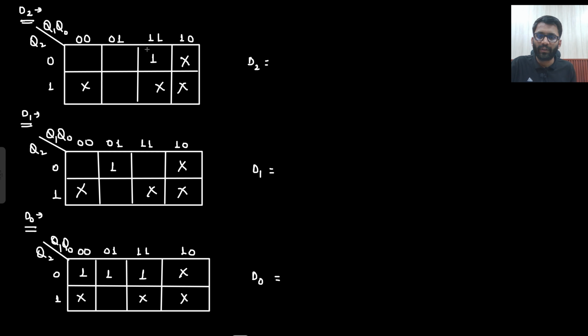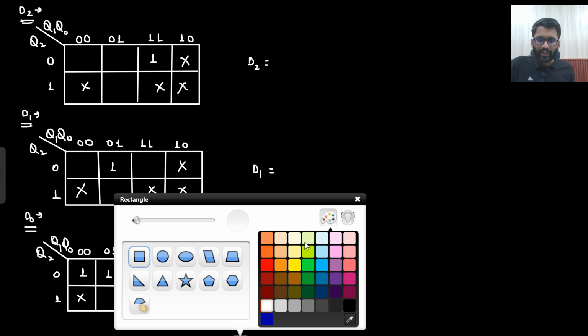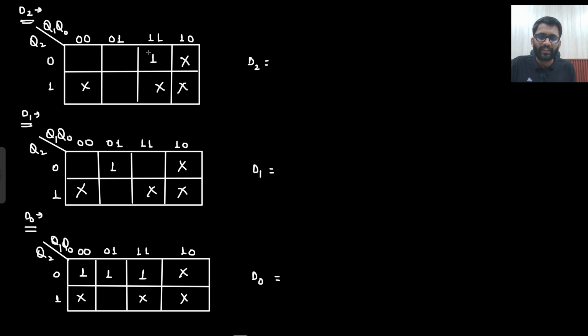So what is the value of D2? So here I can see a quad. So this process we have already studied, that's why we are moving a bit fast here. So this is a quad. What is constant here? Only Q1.